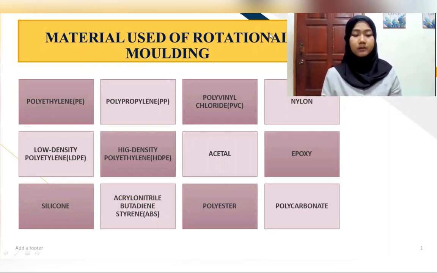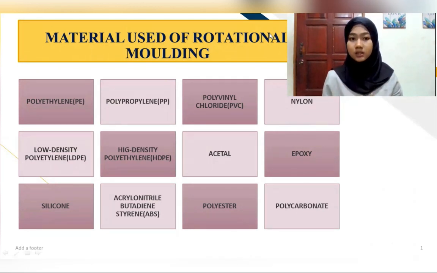Today I will present about the major use of rotation molding. First, polyethylene PE, polypropylene PP, polyvinyl chloride PVC, nylon, low density polyethylene LDPE, or high density polyethylene HDPE, acetal, epoxy, silicone, acrylonitrile butadiene styrene, or we call ABS, polyester, polycarbonate. Those are all the common materials we use in rotation molding.